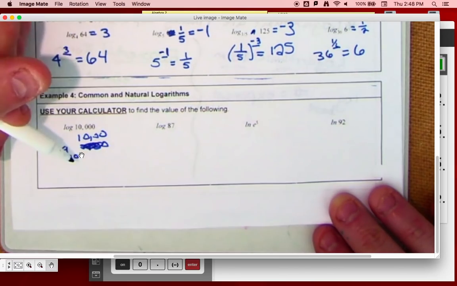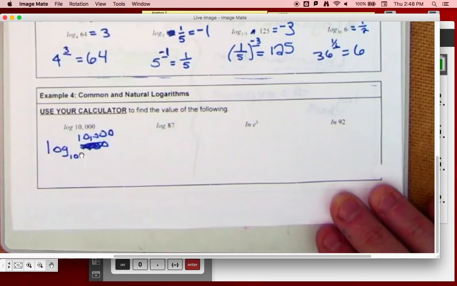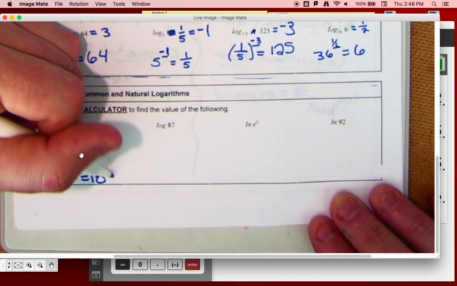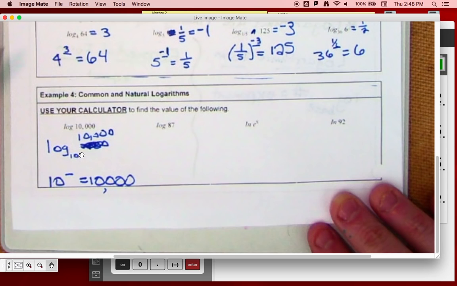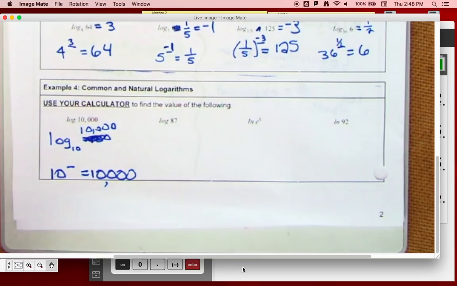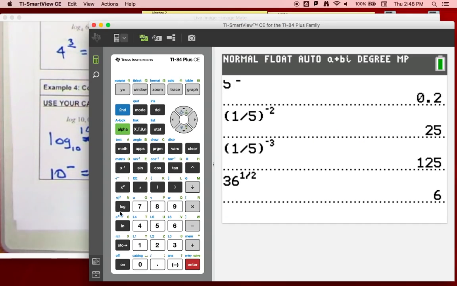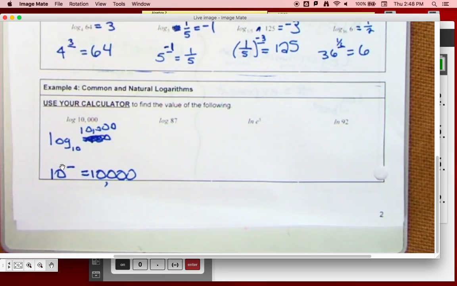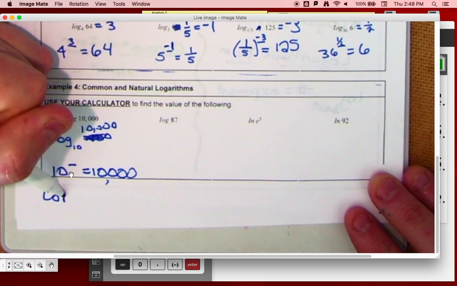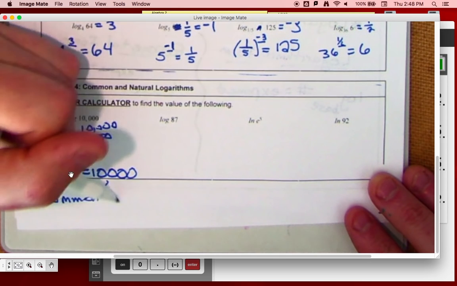Remember what this is asking for. This is asking for 10 to what power equals 10,000. Now this one you could probably use a little bit of logic and say it's going to be 4, but you can also do it on your calculator. And to do logarithms on your calculator, key thing, base 10, what we call the common logarithm. Okay, common log.